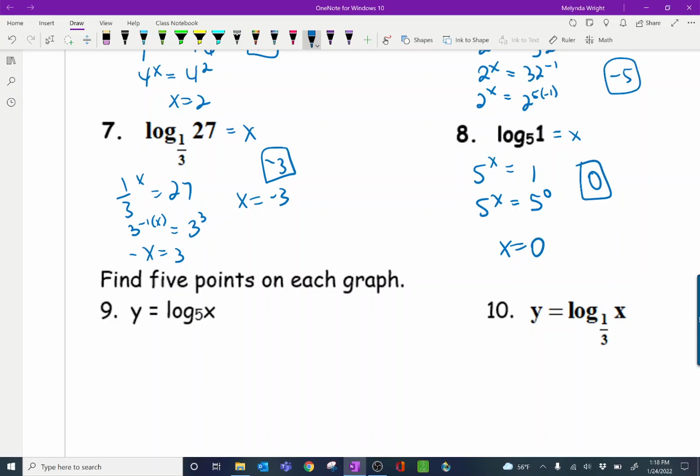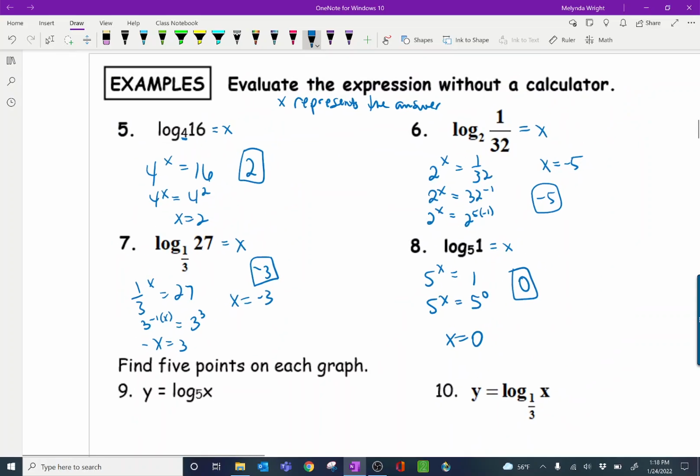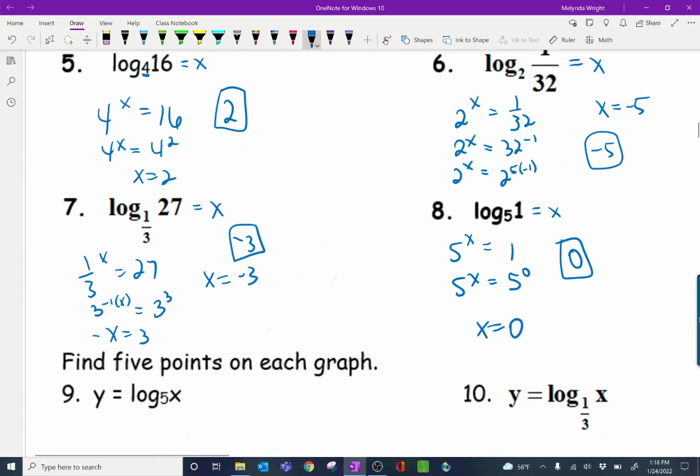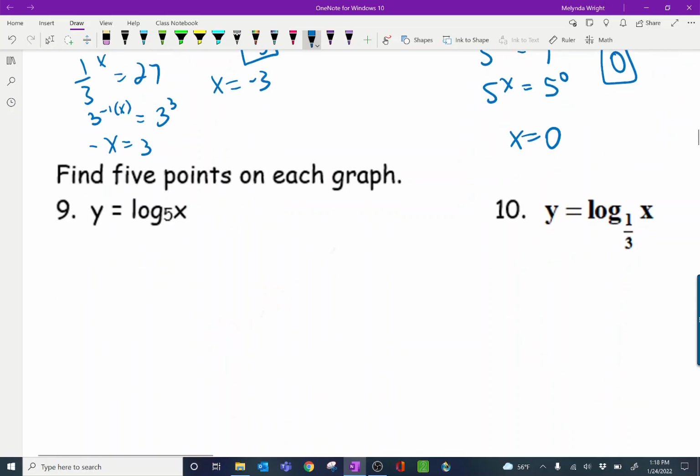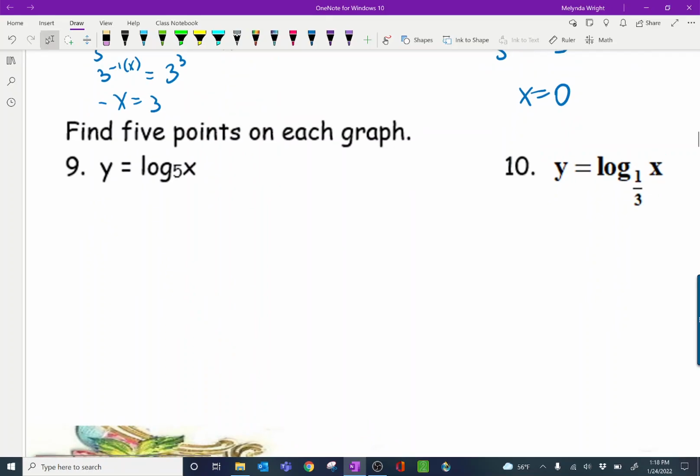Okay, yay. So hopefully we've got a pretty good feel for how to solve, or actually evaluate, some logarithms. We're figuring out what number they represent. Now we're going to work on graphing them. Again, with logarithms, what is log base 5 of 1? That doesn't just pop in my head. So instead, I'm going to turn it into an exponential. That's just going to help me.